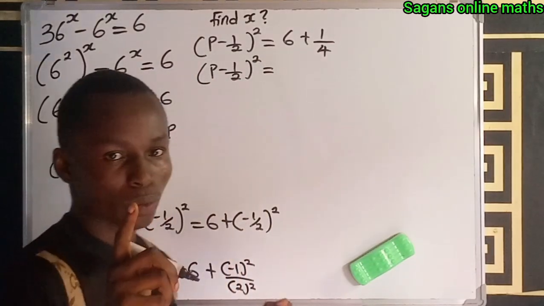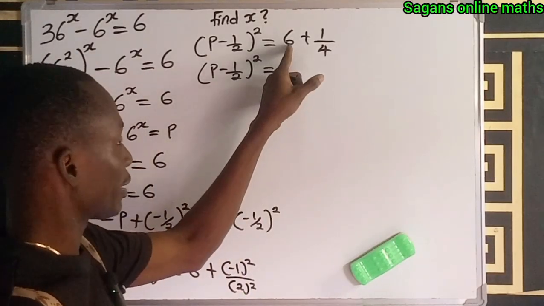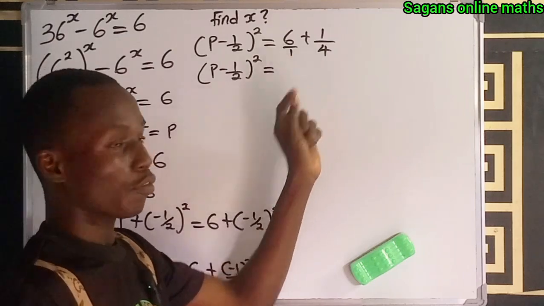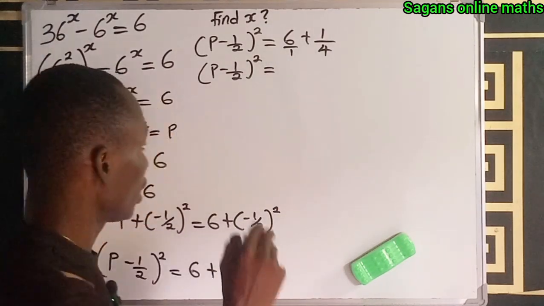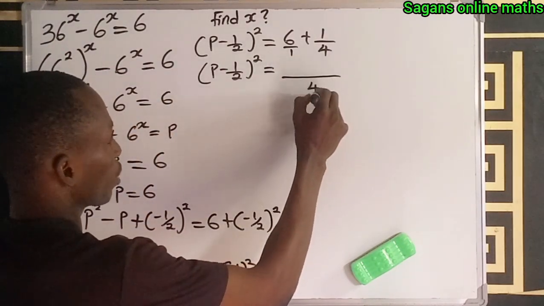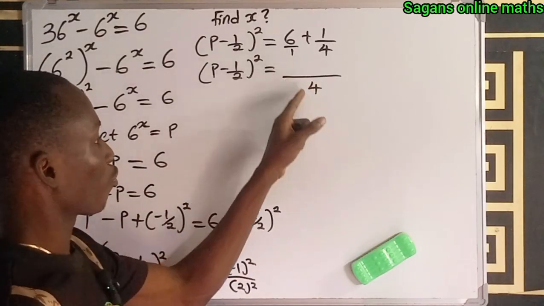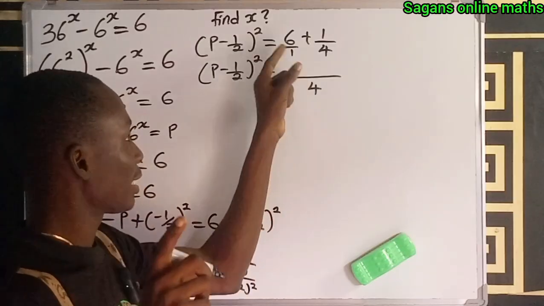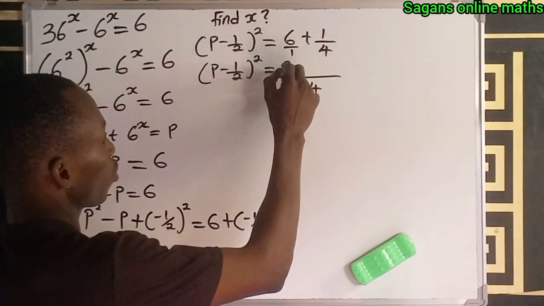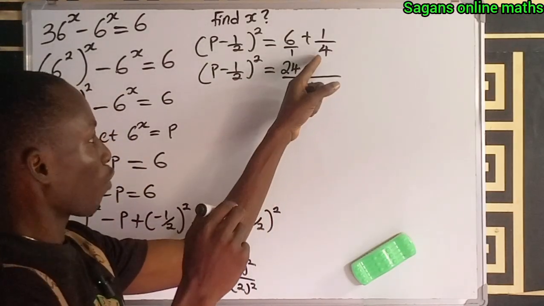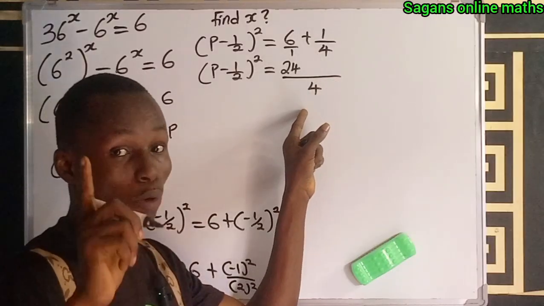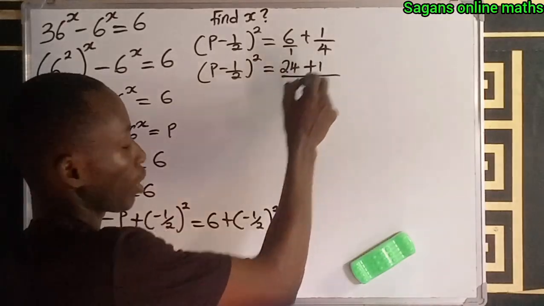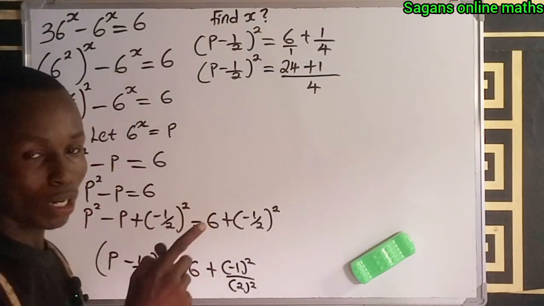Now take note that the denominator of the 6 here is 1. Okay, so let's find the LCM between 1 and 4. The LCM is 4. Now how many times will 1 go into 4? 1 will go into 4 four times. That 4 times 6 is 24, so you have here 24. Now this 4 times 1, you have times received was 1, so this is plus 1. Okay, 24 plus 1 is 25.